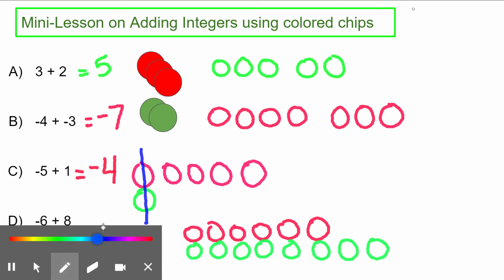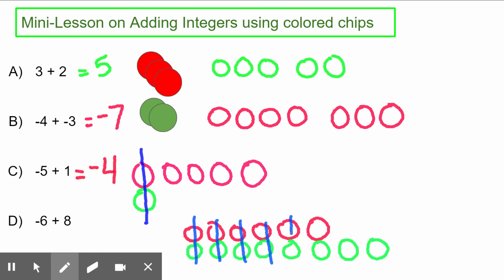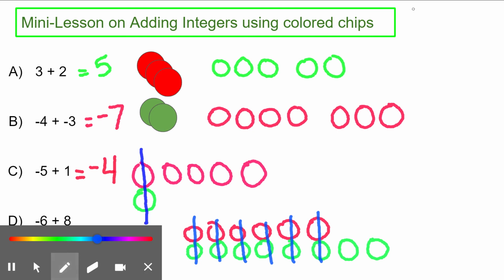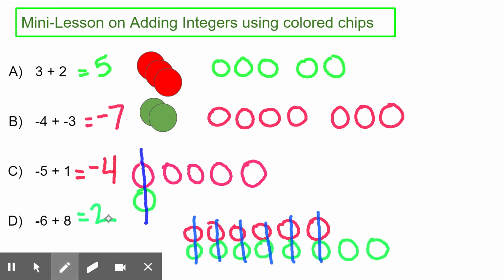If we cross out the zero pairs, right? Zero pairs just equal 0 because we know opposites add to 0. We can see what's left. Do you see the two positives? Interesting. -6 plus +8 is 2.